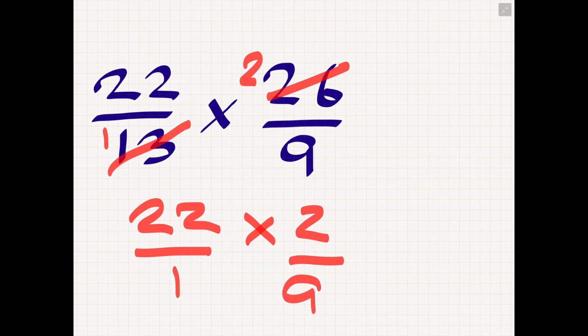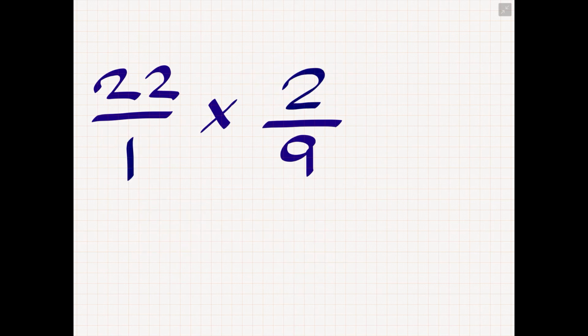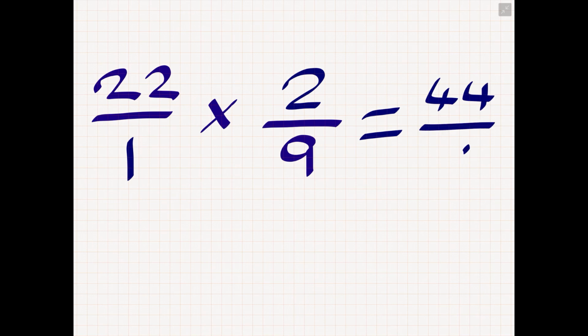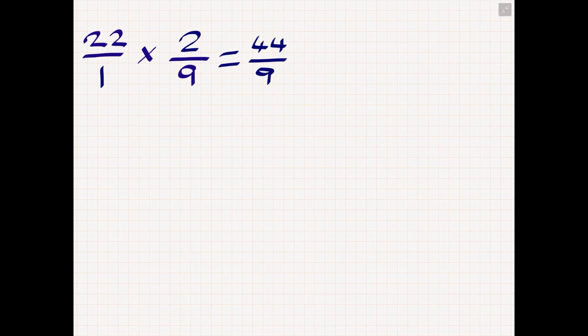So all that remains to be done now is to multiply the top line and multiply the bottom line. So we have 22 times 2, which is 44 for the numerator, and the denominator line is 1 times 9, which is 9. So our answer becomes 44 ninths, which, as we can see, is a top-heavy fraction, and we don't normally leave the answer in this form, so we need to convert our final answer into a mixed number.